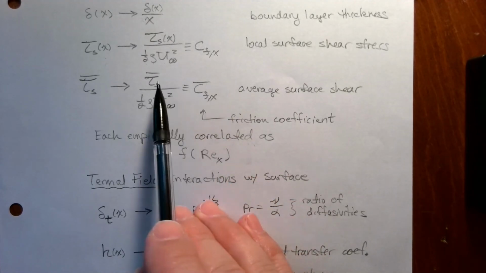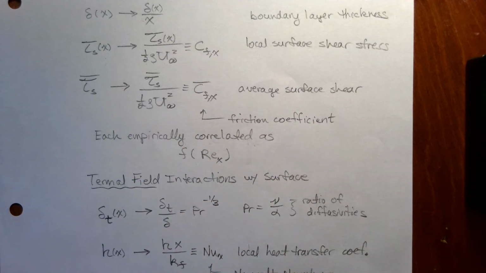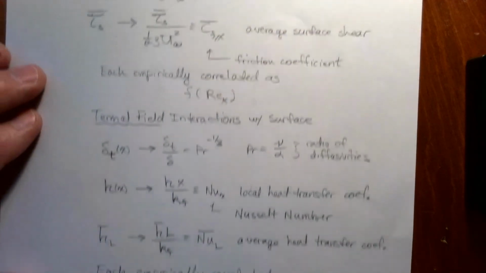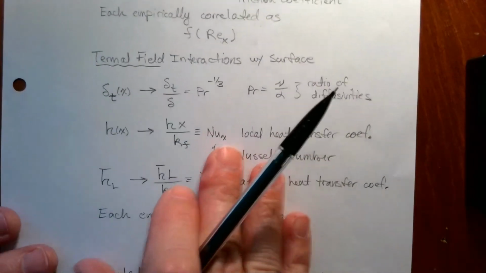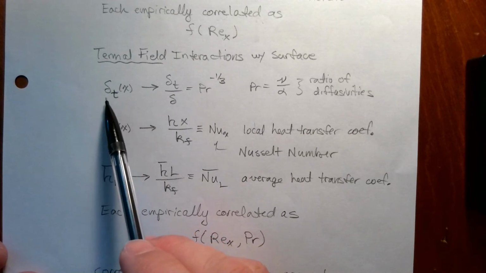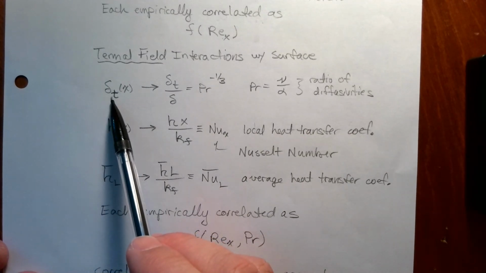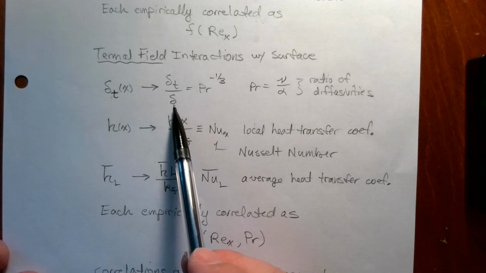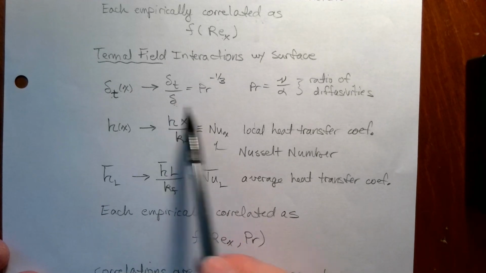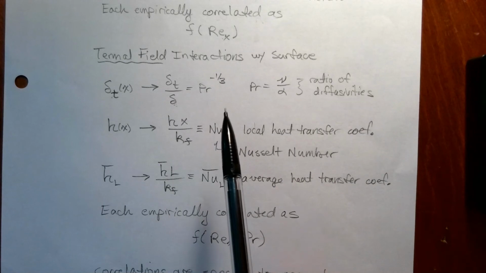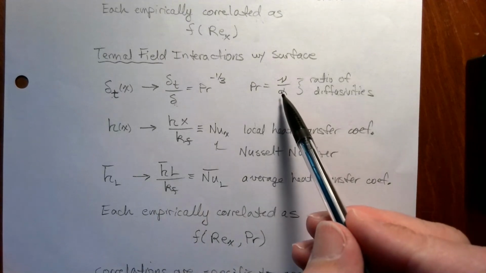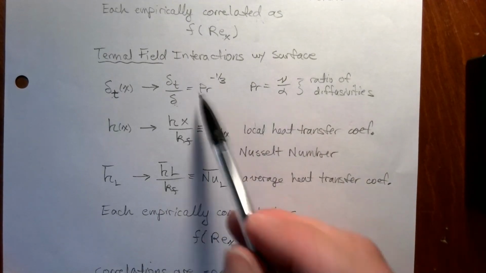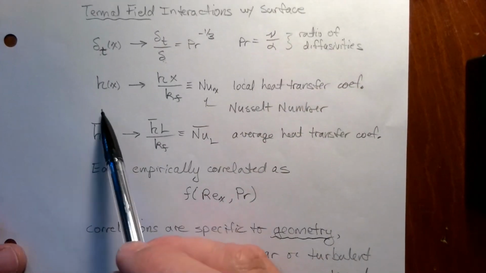Instead, this is just to indicate this is the correlation for the average value there. Okay, so those are typically correlated as functions of just the Reynolds number for the flow field up above. For the thermal field, the thermal boundary layer, delta sub T, is scaled by the actual momentum boundary layer. So delta sub T over delta, and it turns out that that is theoretically equal to the Prandtl number to the minus 1/3 power. And remember what the Prandtl number is, a dimensionless parameter over here. So I'm effectively giving you the correlation for that one.